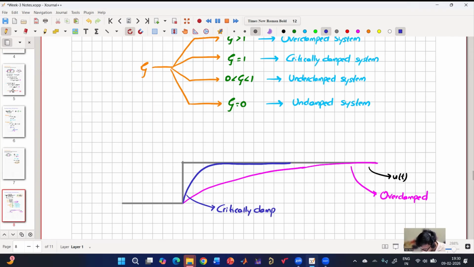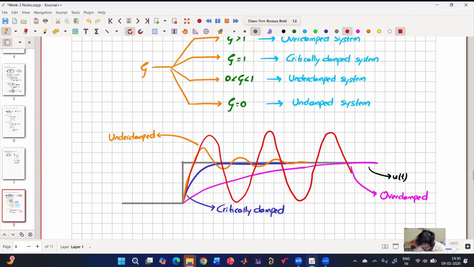And then how will my underdamped system look like? It will look something like this. It will have some oscillations which will dampen. So this is my underdamped system. And undamped means it will have oscillations. So it will look something like this. It will have oscillations. Okay. So this is my undamped system.